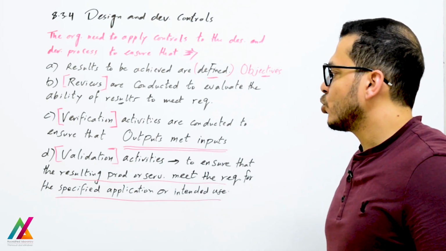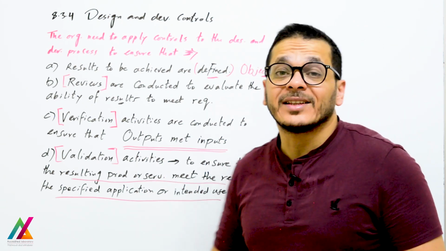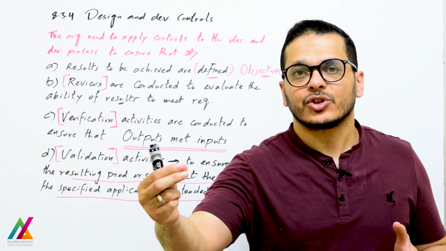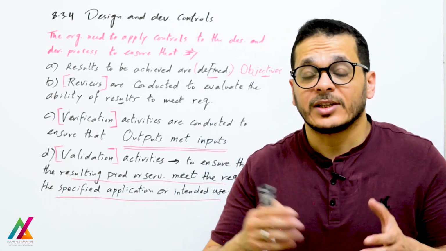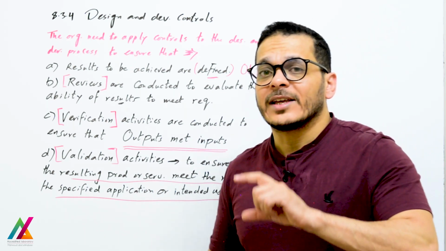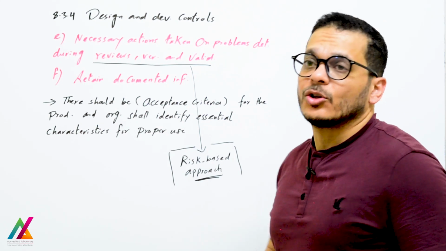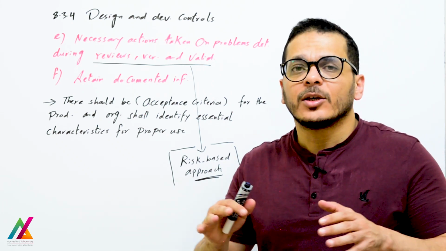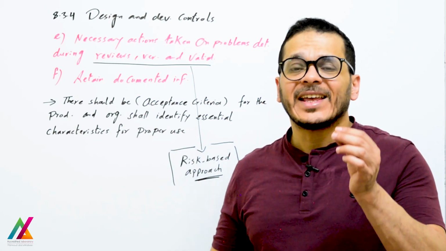And validation activities ensure that the resulting product or service meets the requirements for the specified application or intended use. You need at the end to ensure that the product is valid for use, and the service is done as required. So you can try to use this product inside your company and check if it was valid or as per the requirement of the customer or not. And also we shall ensure that necessary actions are taken on problems determined during these processes, review, verification, and validation. If you find any problem during these stages, it shall be resolved immediately, and this is very important and very urgent.